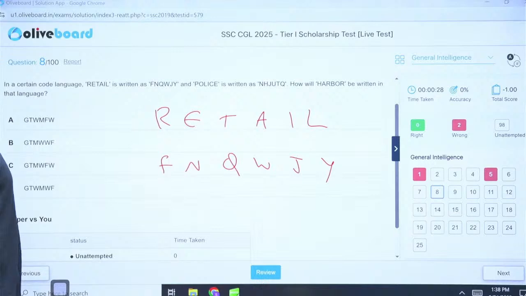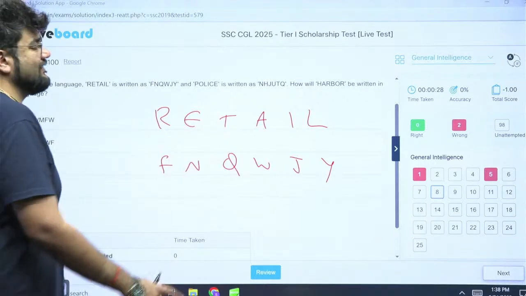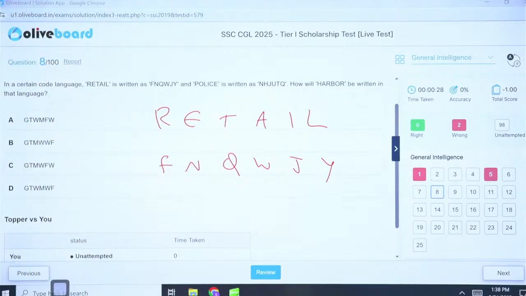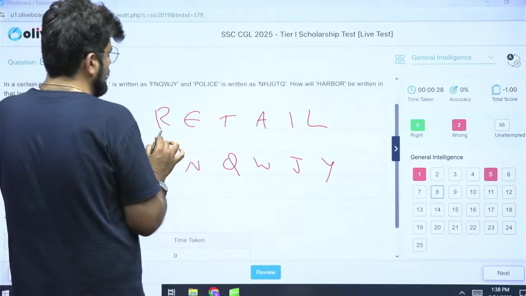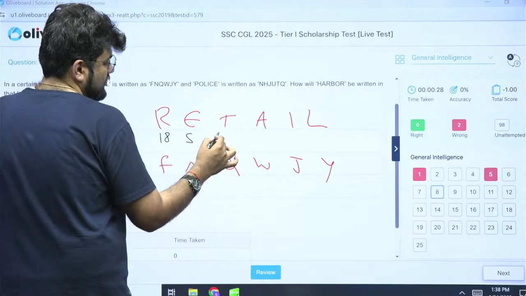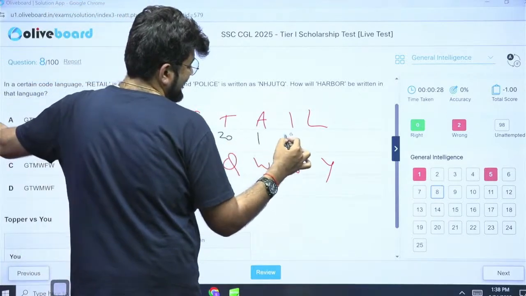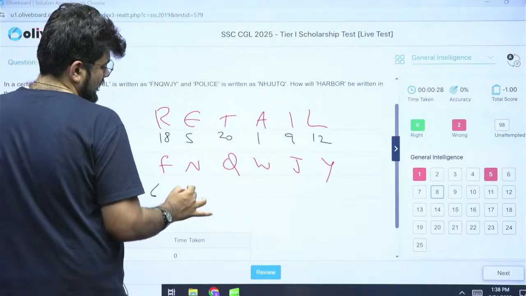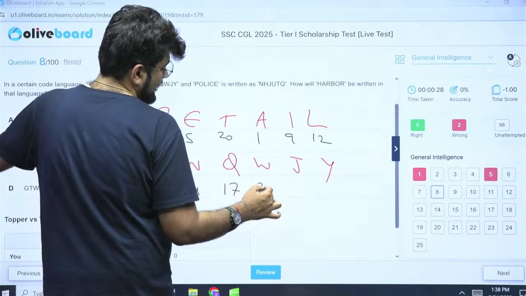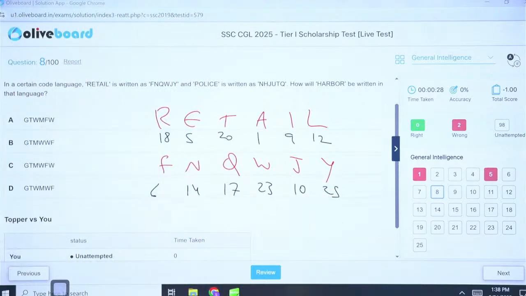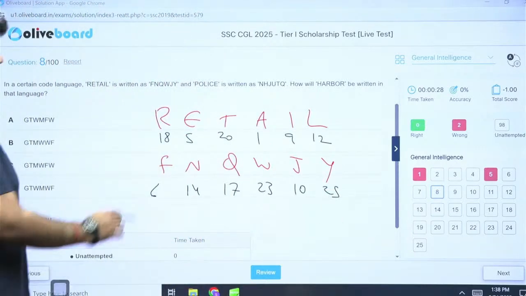Okay. What else can you think? 12, 25, double plus 1. So 9, double, this is 10. So there is no logic here. There is some sort of a movement definitely. To identify that movement, you will say this is 18, this is 5, this is 20, this is 1, this is 9, this is 12, and this is 6, this is 14, this is 17, 23, 10 and 25. Now, if you observe carefully, you might find that 18 plus 1 is 17.